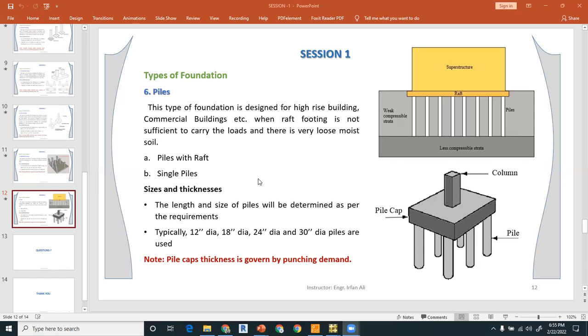Right, we will be doing this. I have already designed some of the isolated footings in which the corners, the edges, and the concentric columns are all present. We will be discussing these one by one.